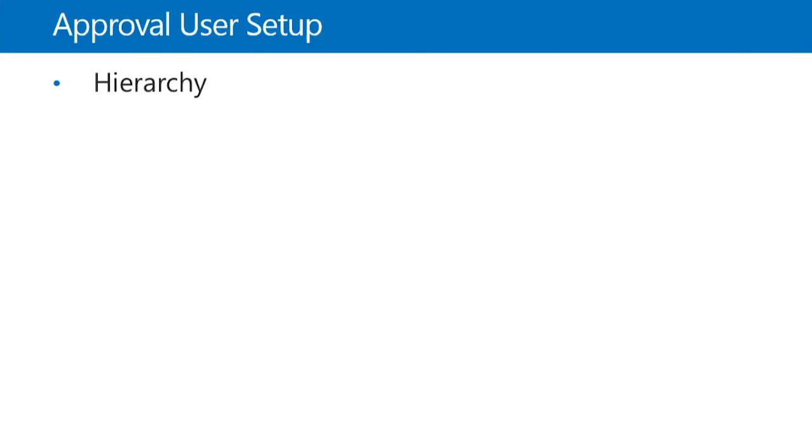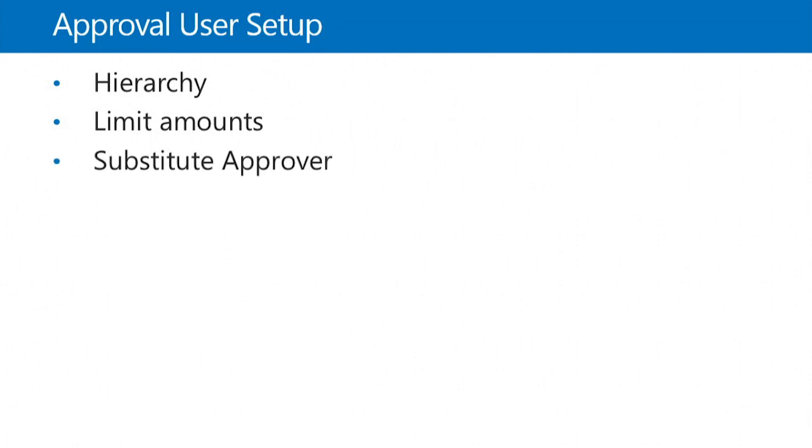So the approval user setup, like I just mentioned, is based on a hierarchy. So we will specify which user requires an approval, for example, for sales, purchase documents, and so on. And of course, this is done based on limit amounts. So some users will have very low limit amounts, while for other users, they can be higher.